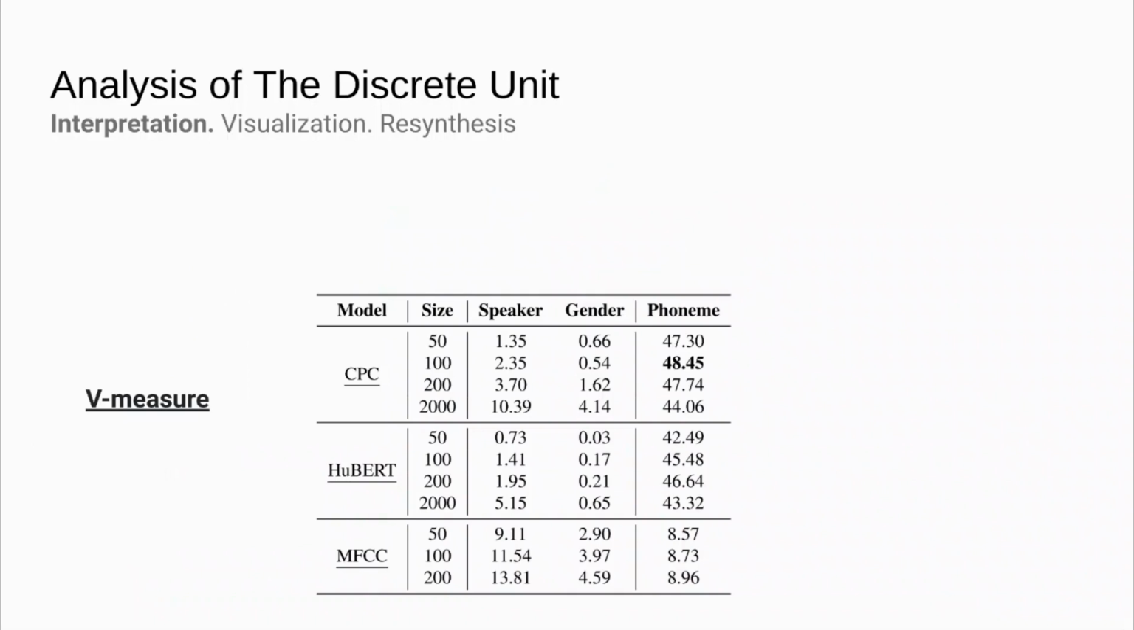These are the V-measure results. Two key points in this table. 1. The V-measure for speaker and gender is much lower than for the phonemes. This indicates a high correlation to the phonemes and a low correlation to the speaker or gender. The second, when we check the effect of the number of units, while for the speaker or gender more units lead to a higher score, for the phonemes there is a maximum point, both for HuBERT and CPC. We claim that redundancies cause this.